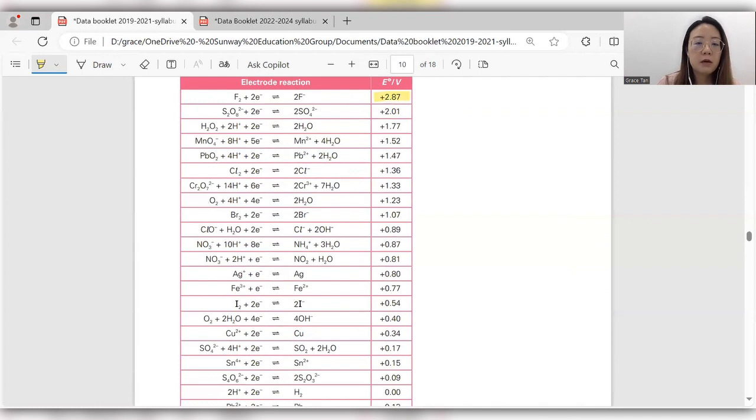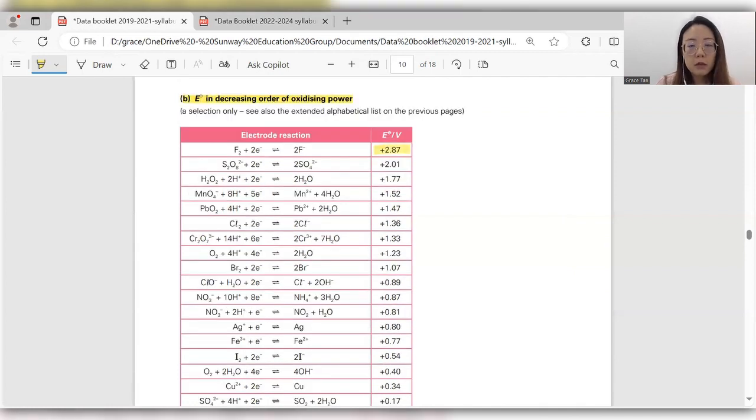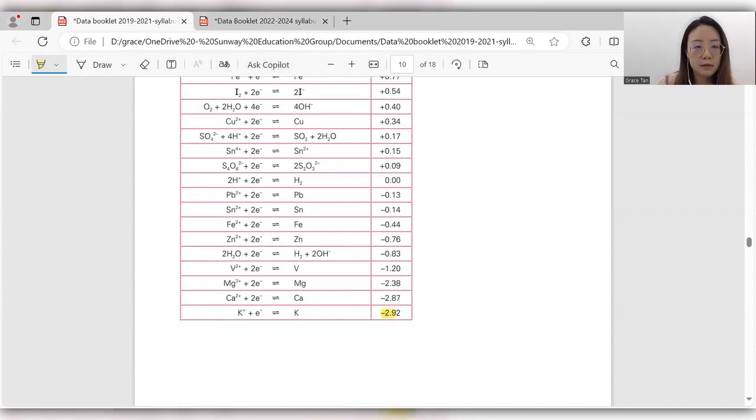So I will presume by now, you should know what a more positive E value and a more negative E value mean. So never mind, it's okay. Whatever we will be doing, we can just arrange ourselves from most positive to the least negative. So the first part is to show you the data booklet, and the difference between 2019 to 2021 versus 2022 to 2024.